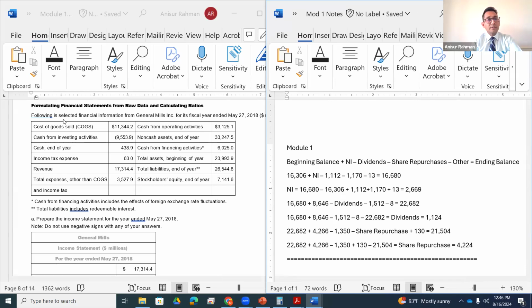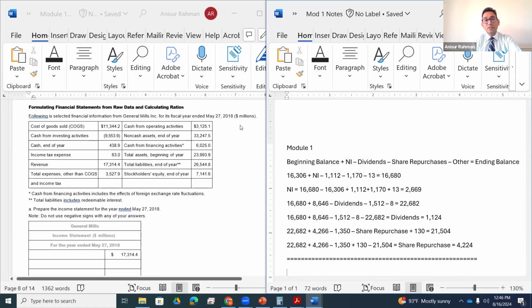So what we have here is formulating financial statements from raw data and calculating ratios. Following is selected financial information from General Mills Incorporated for its fiscal year ended May 27, 2018. In millions, okay? Cost of goods sold, cash from investing, cash end of year, income tax, revenue, total expense other than cost of goods sold and income tax. So we have cost of goods sold and income tax separately given here. So it does not include those expenses.